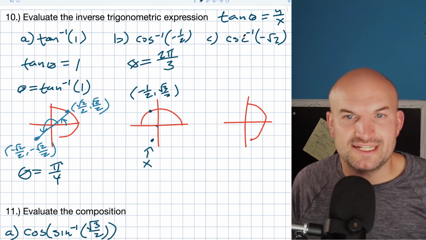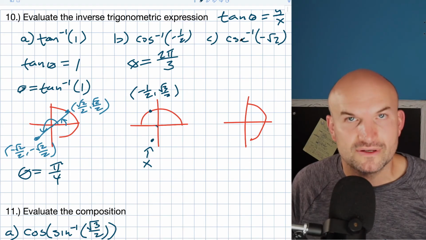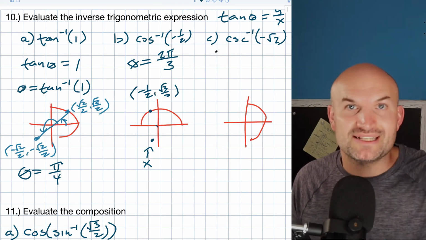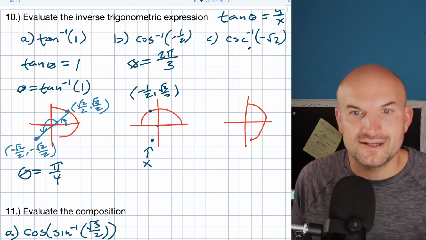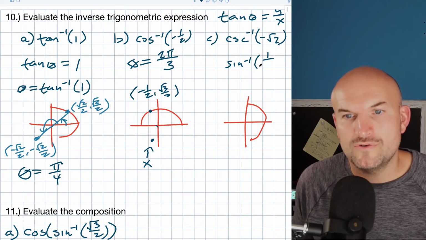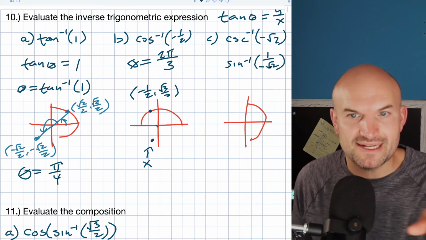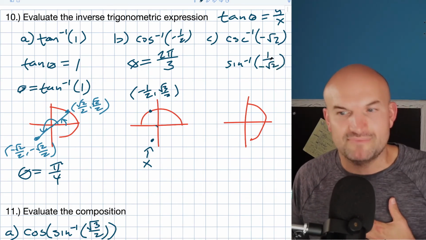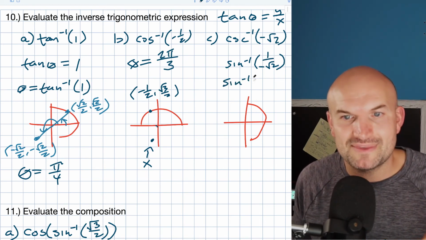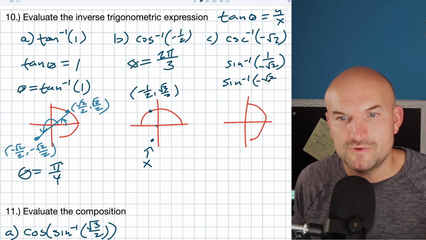What about this example? In this example, we have cosecant of theta is equal to a negative square root of 2. Well, remember, guys, cosecant is 1 over y. That means sine is going to be y over 1. So what you can do here is rewrite this as 1 over a negative square root of 2. Now, this might not make any sense to you, but if you rationalize the denominator, that's the same thing as a negative square root of 2 over 2.